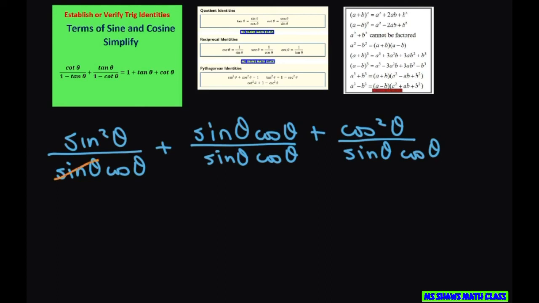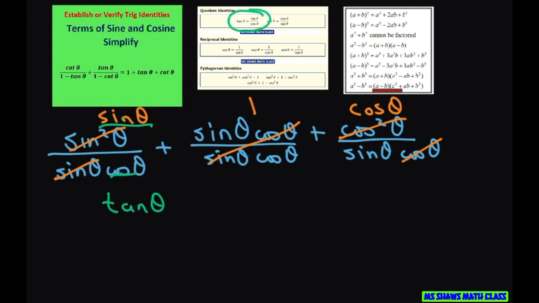So sine goes into sine squared one time. So we're left with sine theta. This equals 1. And this one, cosine, goes into cosine squared one time. So you have cosine theta. Now we're left with sine divided by cosine, which is tangent. This equals 1. And cosine divided by sine is cotangent. And so we arrived at our desired result.